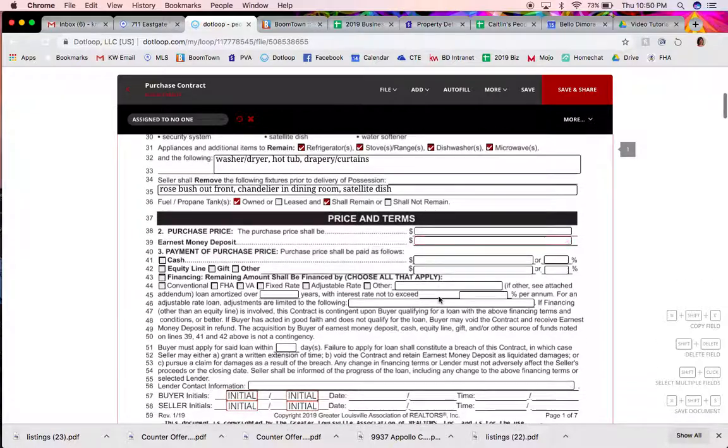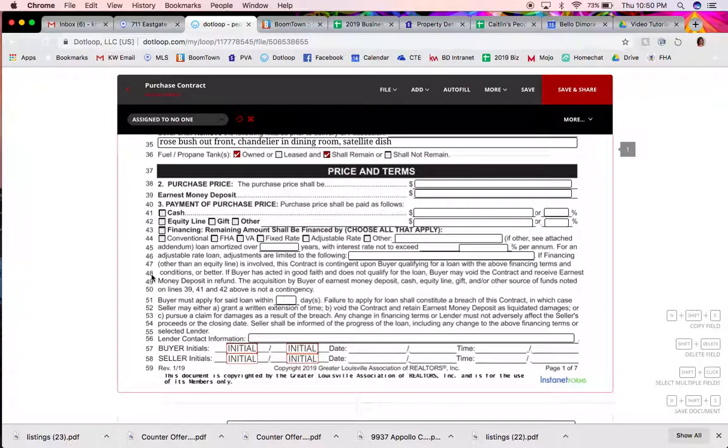Right down here is your financing terms from paragraph or line 38 to 56, which continues on to the following page. So let's say we're making an offer on a $200,000 house and we want to offer full price. Earnest money deposit, we're going to do $2,000 down. I recommend 1% of your purchase price.